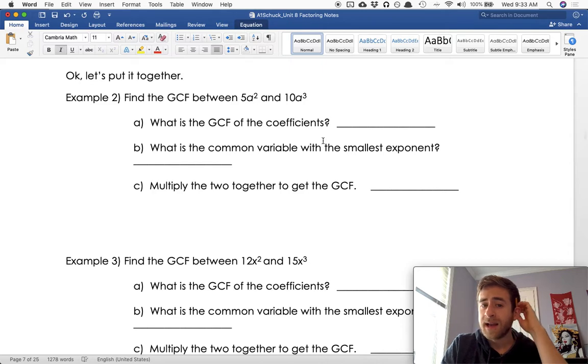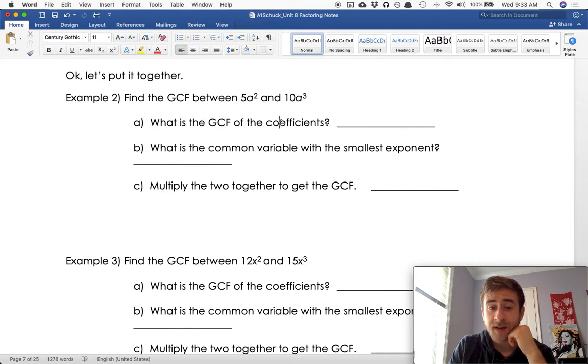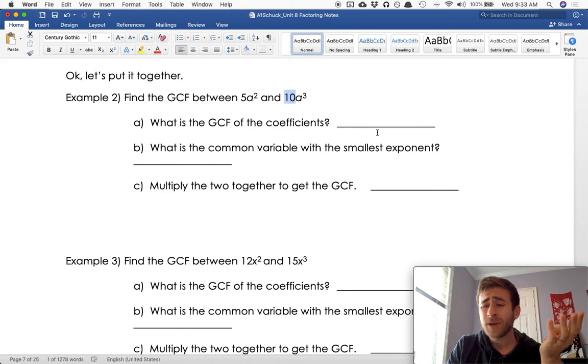All right, so now we're going to put the numbers and the variables together. If I'm looking at a 5a squared and a 10a cubed, first we want to find the GCF of the coefficients. So the greatest common factor between a 5 and a 10: 5 can only be divided by 1 and 5, and the 10 can be divided by 1 and 10, 2 and 5. So the greatest common factor I can get from both of those is a 5.